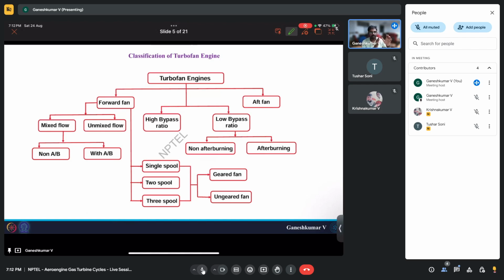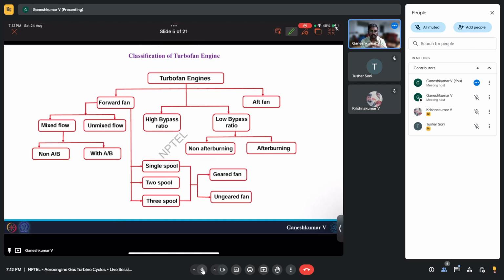In the mixed flow, since it mixes, after that you can have an afterburner. So it can either have an afterburner or not. Turbofan engines can also be high bypass ratio or low bypass ratio, but the margin is usually that low means like 2 or 3, and high means like 10, 15, 16, something like that. Again, here also you can have afterburner or non-afterburner. And then in the forward fan you can also have additional classification as single spool, two spool and three spool.